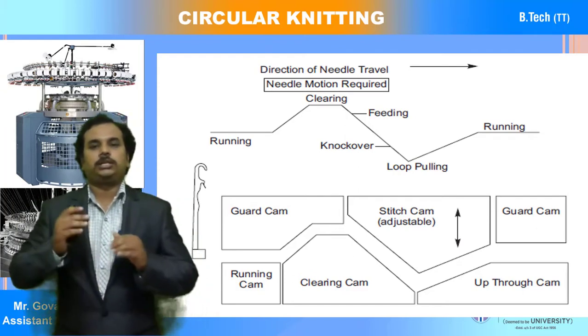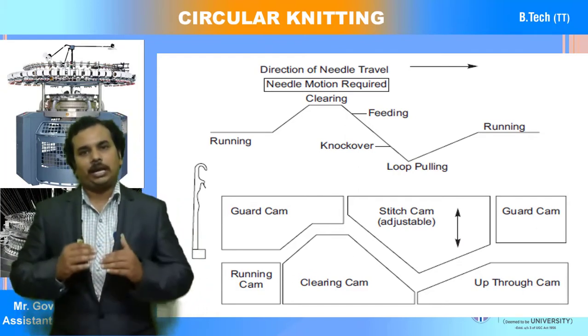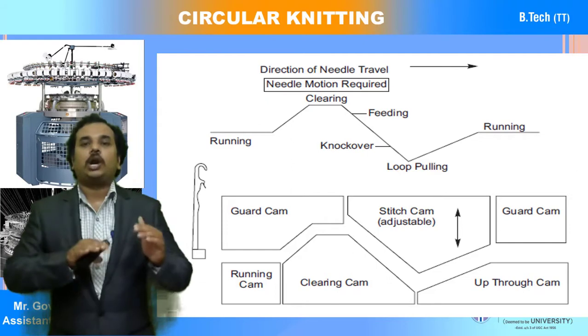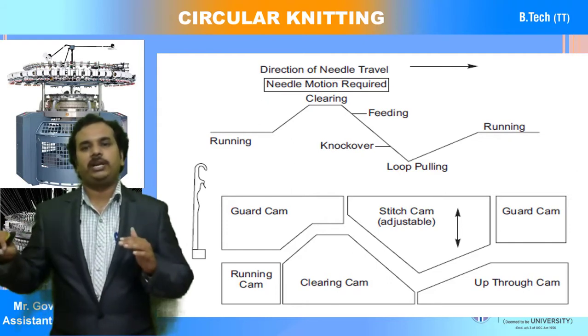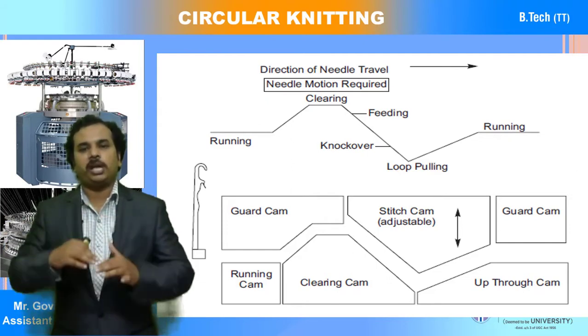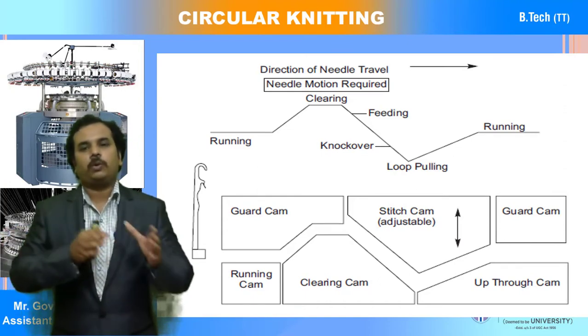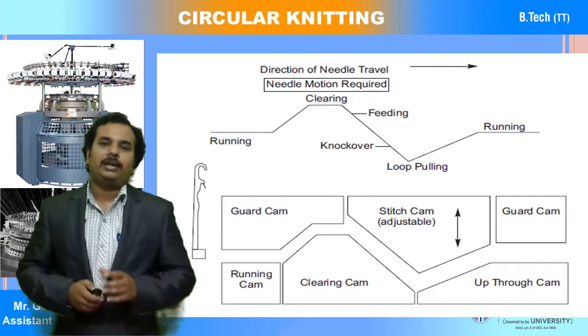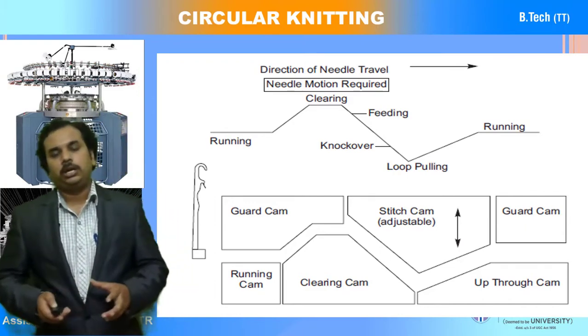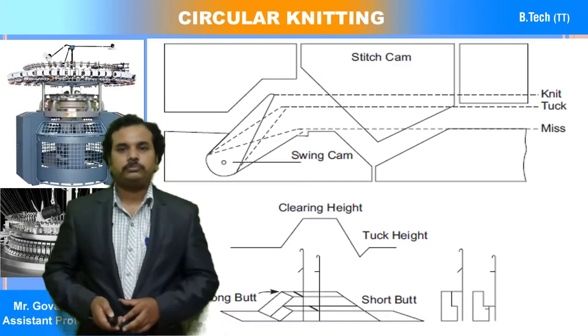You can see the top image showing the direction of the needle travel and how the running, clearing, yarn feeding, knocking over, loop pulling and running happen. So these are the different types of cam parts we are using in the knitting machine.